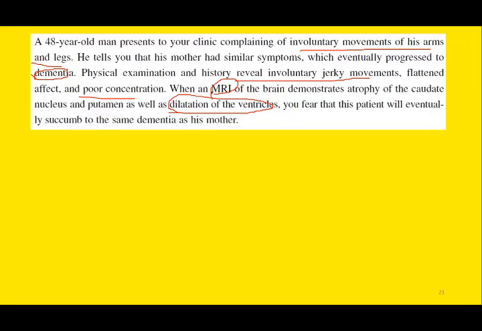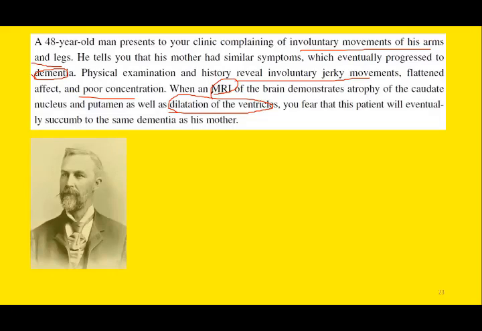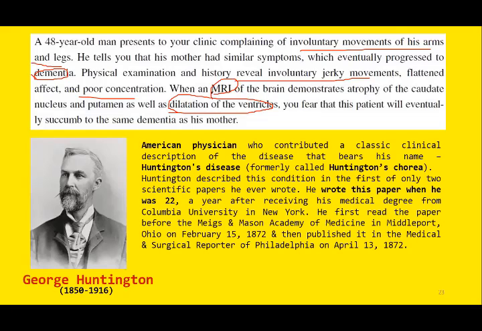So these are the signs and symptoms. There is history of dementia. There is history of involuntary jerky movements. On MRI there is dilatation of the ventricles. These findings point to Huntington's chorea. Now the preferred terminology is Huntington's disease, named after George Huntington, an American physician. So what is Huntington's disease?